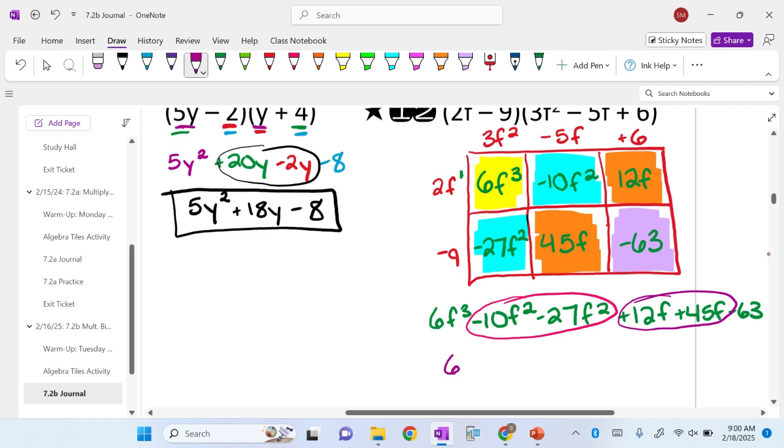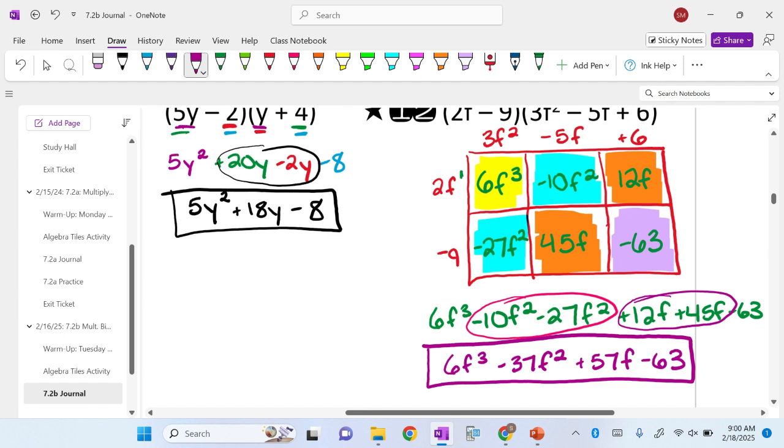So we bring down the 6f cubed. Negative 10f squared minus 27f squared. That's the same thing as pretty much 10 plus 27, and slap on negative. So this would be negative 37f squared. 12 plus 45 is 57, so plus 57f. And then bring down the minus 63. And this big boy is our answer.